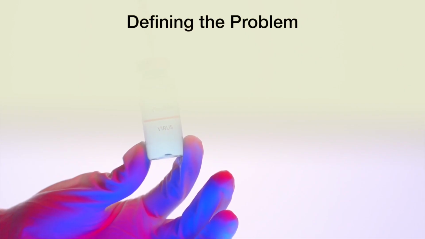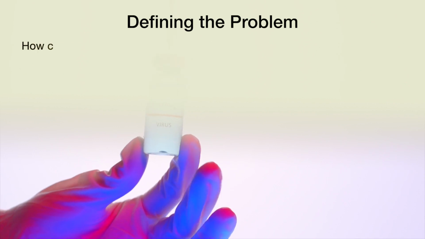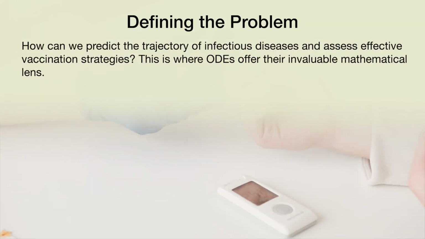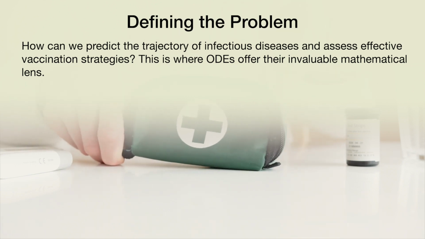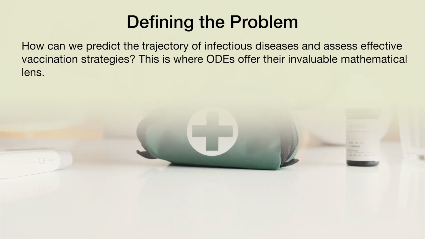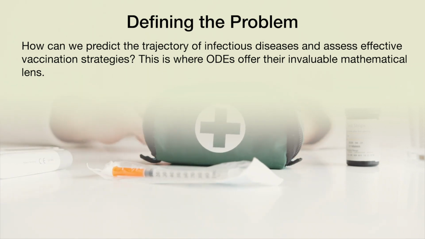For this, we will again use some similar terms that we have already used. We will define the problem. We will consider a situation where a new infectious disease is spreading. So, you have to imagine a new infectious disease is spreading. How do you predict its trajectory and assess the effectiveness of vaccination strategies? ODEs offer a mathematical lens to examine all these problems, and also they will give you a ready-made solution.